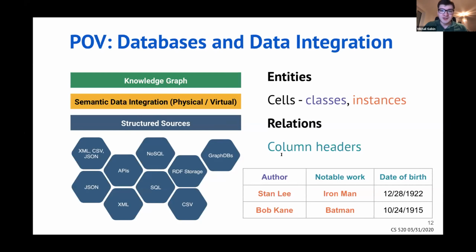And a short example on a small table: you can transform one table, like author, notable work, date of birth, to a graph where entities will be cells and relations will be column headers. So for instance, Stan Lee, Iron Man, and date of birth. Stan Lee and Bob Kane will be instances of type author, and they will have two different relations, notable work and date of birth, and the data will be taken directly from the table.